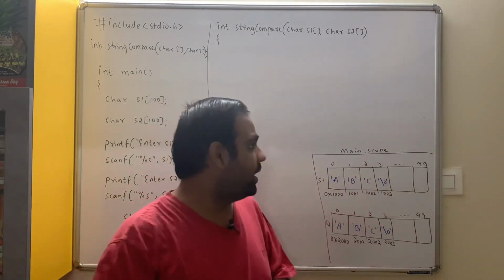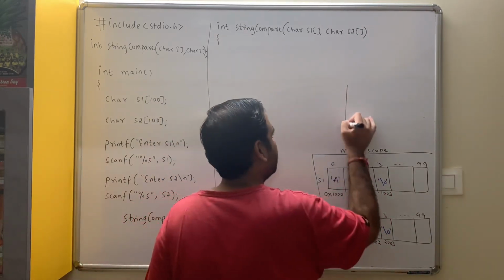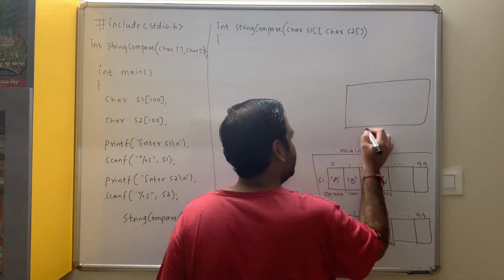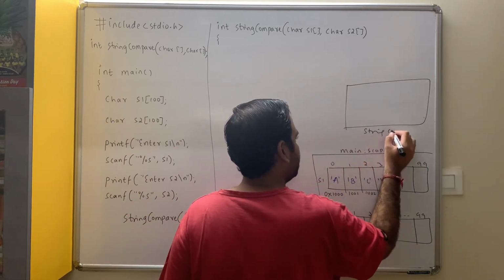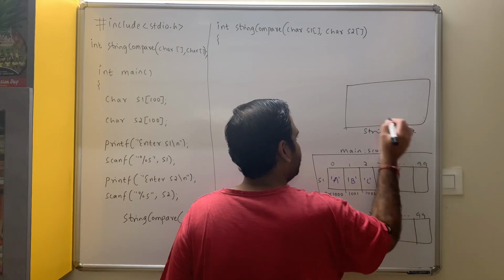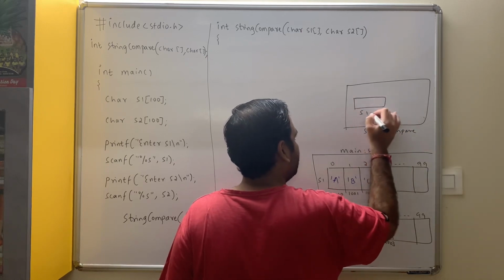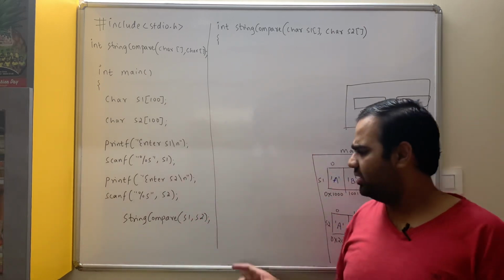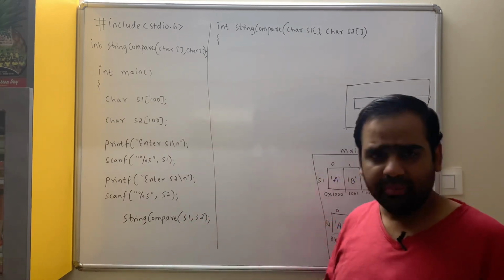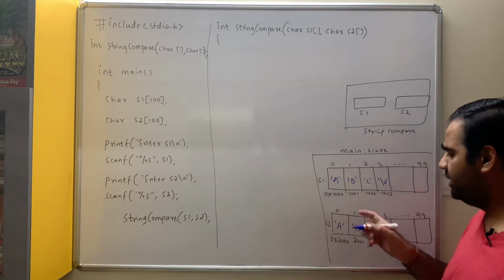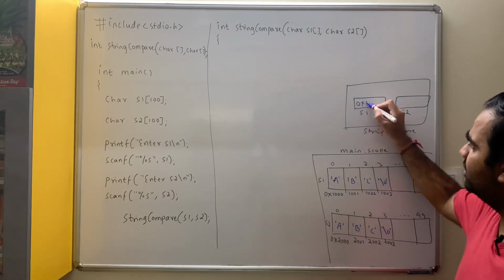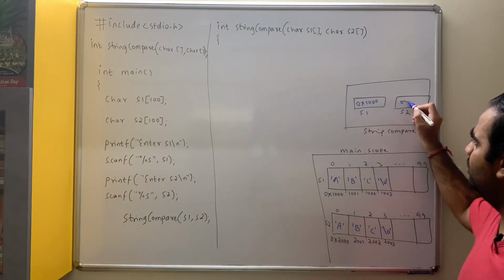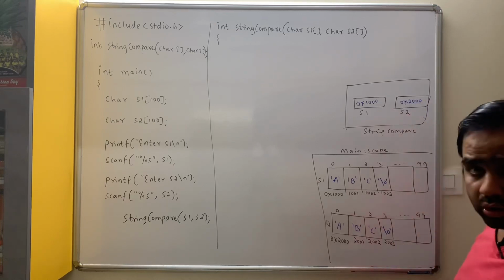Okay. Now as soon as we call the function, the scope of the function gets activated. Now this is string compare. There are two parameters, S1 and S2. Whenever the arrays are passed, the base address gets passed, not the complete array. The base address over here is 1000. The base address over here is 2000.